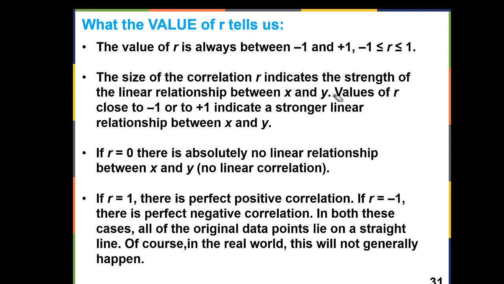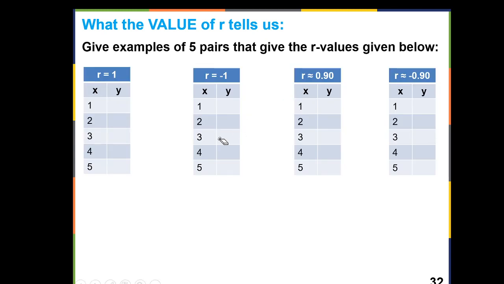All right. So what does the value of R tell us? Well, let me show you. If we have a bunch of points that are exactly on a straight line like this, then R would be 1. If we have a bunch of points that are exactly on a straight line this way with a negative slope, then R would be exactly -1.